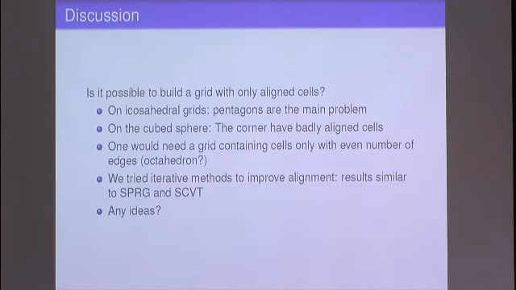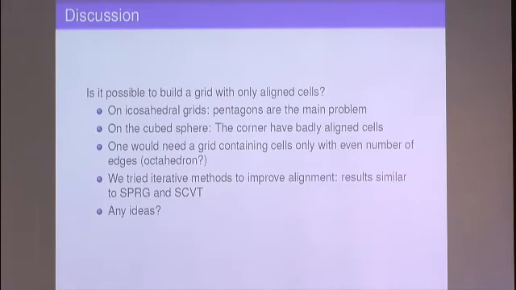Now a question that has been asked of me, and which I also ask myself, is: is it possible to build a grid on a sphere with only aligned cells? I think this will be an interesting thing. On an icosahedral grid, we are stuck because of the pentagons. Although they are regular, they have an odd number of sides. On a cubed sphere, around the corners of the cube, the cells are badly aligned.